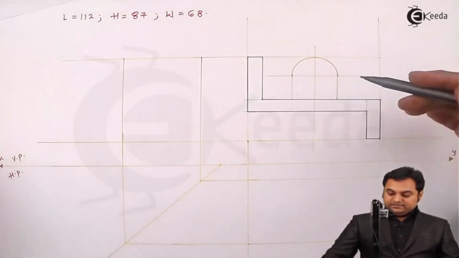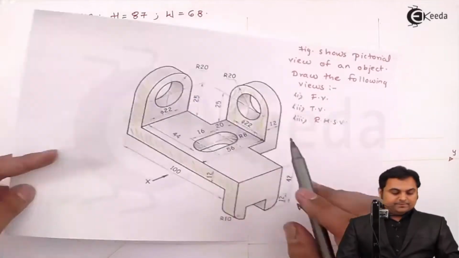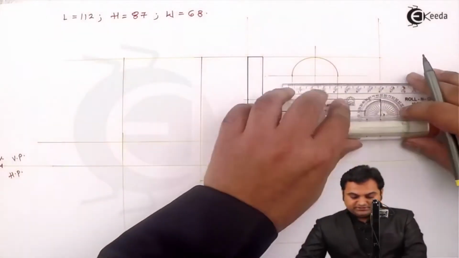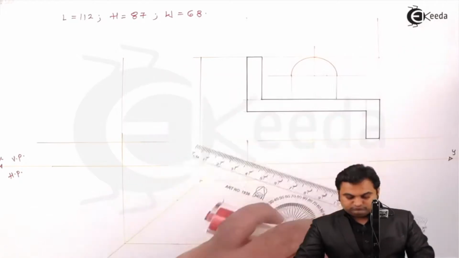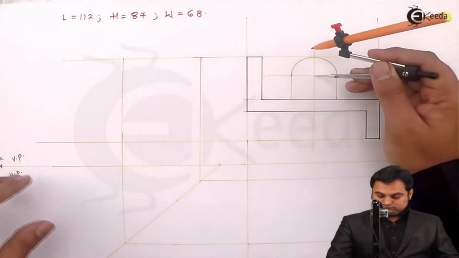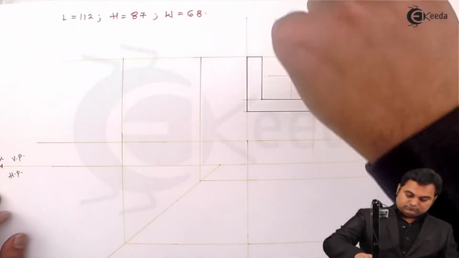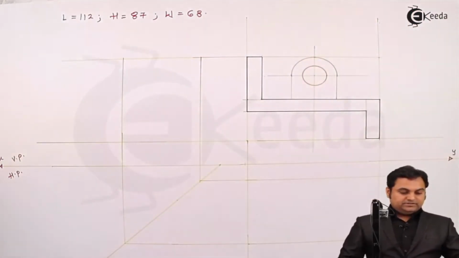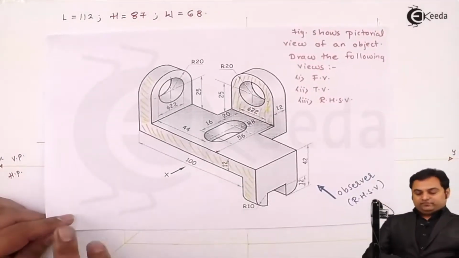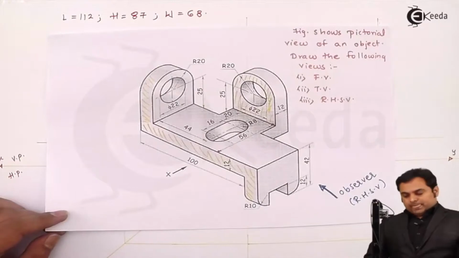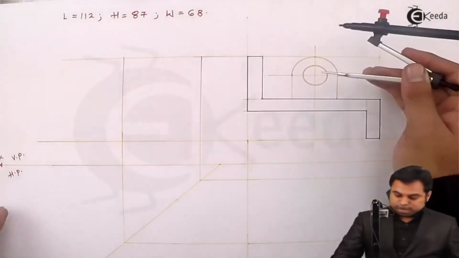Then inside this semicircle there is a circle having diameter 22 mm. So here I'll mark the radius as 11 mm. Drawing this circle. Next, only this much part of the object which I have shaded is visible from the front. So I'll make it dark, and then we would be going on to the hidden portion.